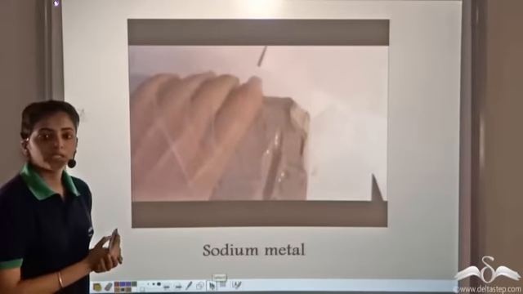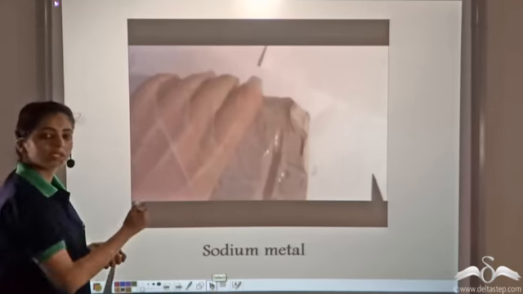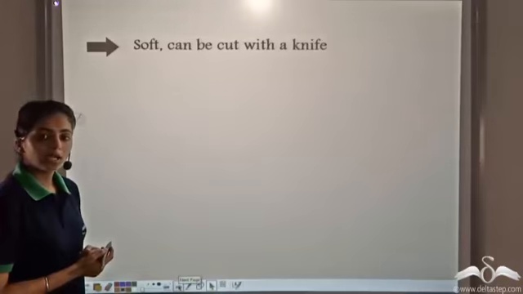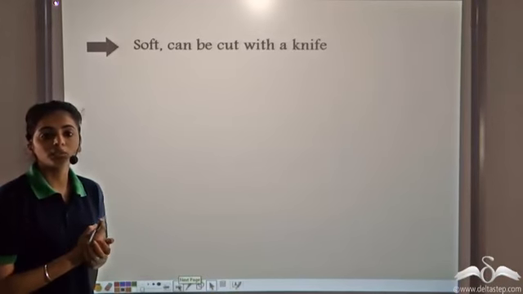The group 1A elements or these metals are very soft in nature. For example, let's see sodium metal. Sodium metal is so soft that it can be cut with a knife. So some of the properties of group 1A elements are that they are soft in nature. Since they are soft, they can even be cut with a knife.